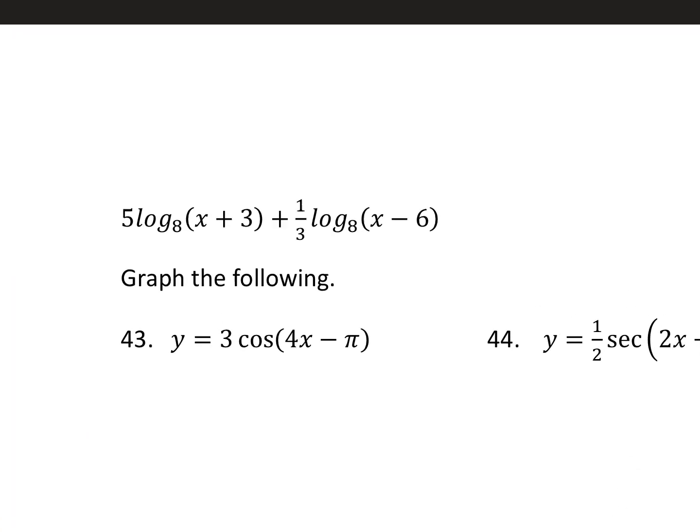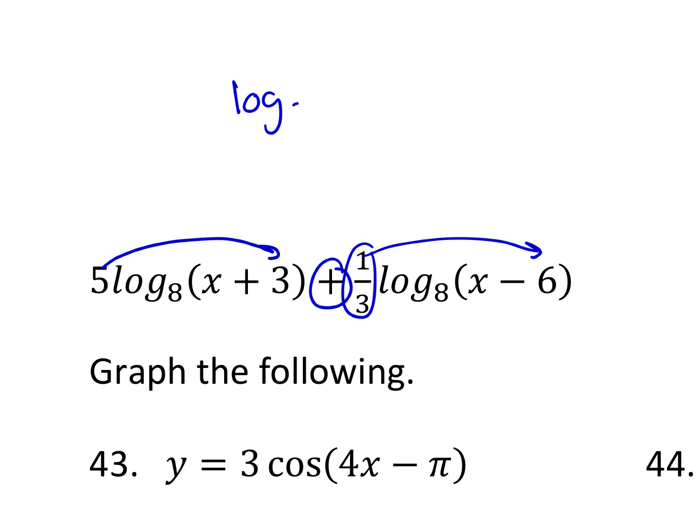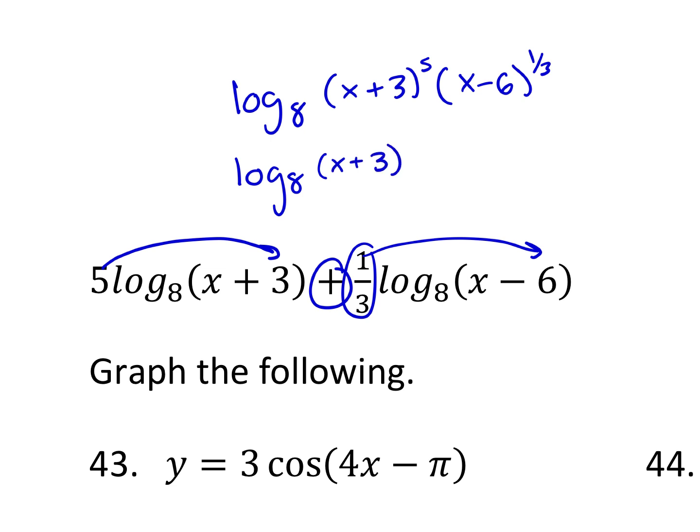So for the next one, we have to condense. So with addition, I have to multiply. And then the coefficients go up top and become exponents. So this would be log base 8 of x plus 3 to the 5th power times x minus 6 to the 1/3 power. If this was multiple choice, you may see it as log base 8 of x plus 3 to the 5th power, and then the cubed root of x minus 6, because the cubed root is the same thing as saying 1/3 power. And then it would probably have brackets around it here.